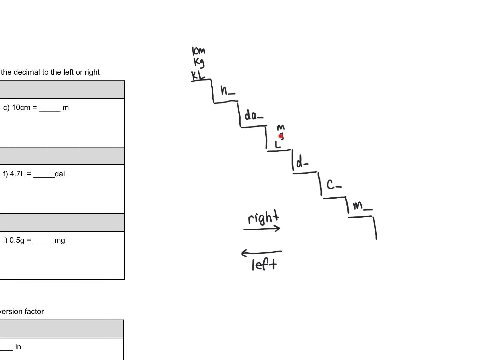If I was going from meters to, let's say, hectometers, and I'm going 1, 2 up, that means we're going to go to the left. Kind of pretty much the same direction. Up, you're going left. Down, you're going right. So let's take a look at our first example.